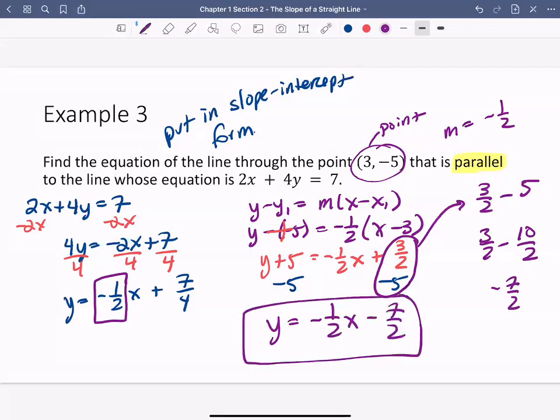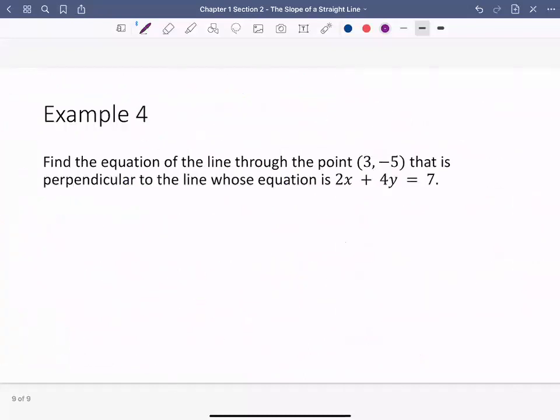This is my equation of a line through the point 3, -5, and it's parallel to the line of the equation 2x plus 4y equal to 7. Now, the next example is almost identical. You don't have to do a whole lot more here. It says find the equation of the line through the point 3, -5, which is exactly the same thing, but now it's perpendicular to the line whose equation is 2x plus 4y equal to 7. So what I'd like you to do is try to start it off on your own. See if you could do this. I'm going to pause it so my screen goes black, and then I'm going to get you to where you need to be.